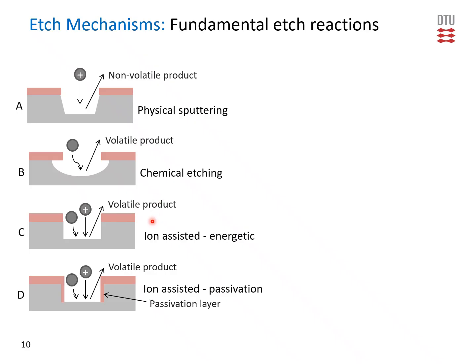Then there's this third mechanism called ion-assisted etching. In this case, it's also the reactive species that has to diffuse to the surface to react and create volatile products. But in this case, it needs the ion bombardment to be able to form the product or to make it leave the surface. So it has to be assisted by the ions, and therefore you only have etching where the ions are hitting, and therefore you can get a very nice vertical profile here and get an anisotropic etching.